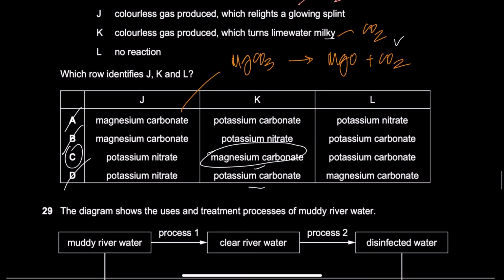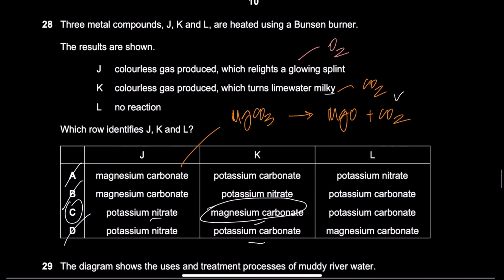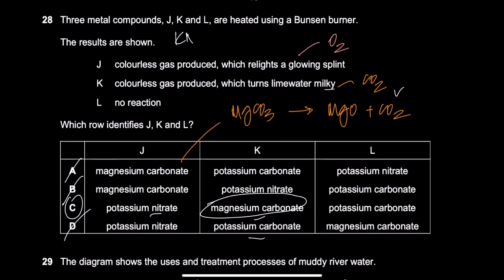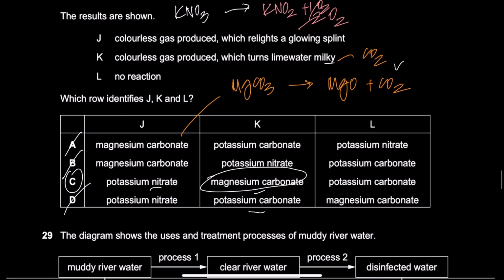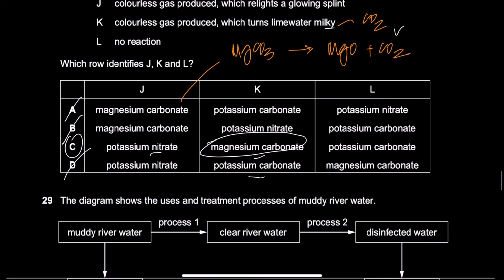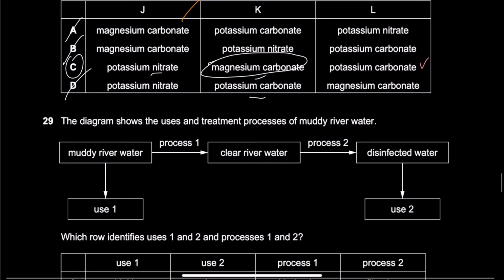And think about it, J is potassium nitrate. Although this reaction is not in your course, potassium nitrate, when it is heated, decomposes to potassium nitrite and oxygen gas, right? So that gives you the oxygen. Yep. So potassium nitrate. And L is no reaction, so that's true right here. Potassium carbonate, they don't thermally decompose. They're very, very stable thermally.